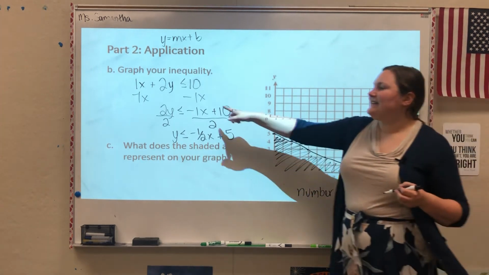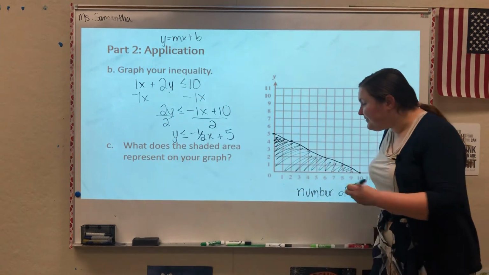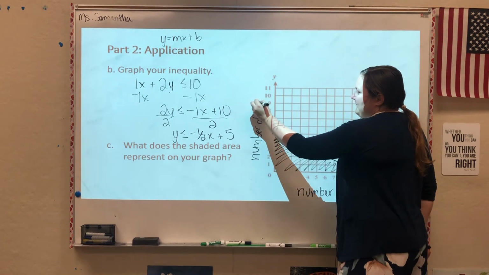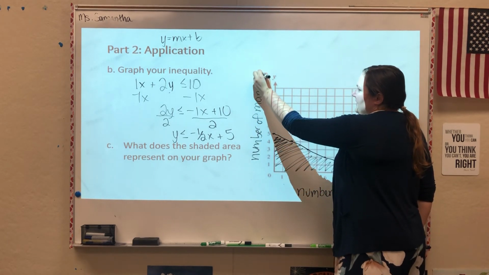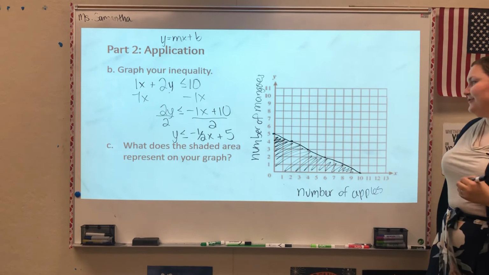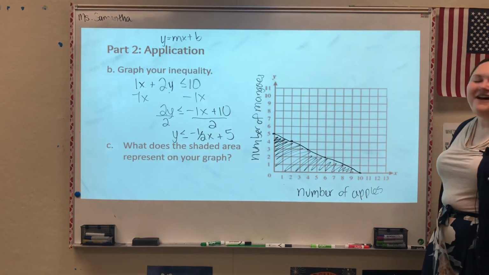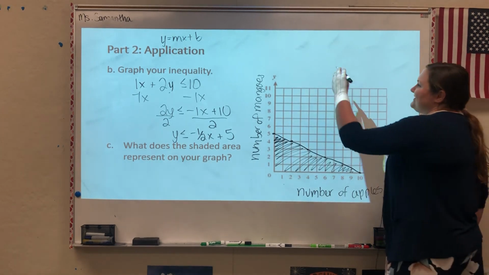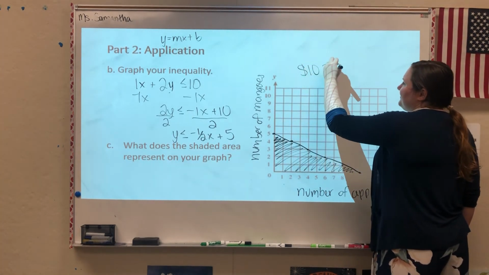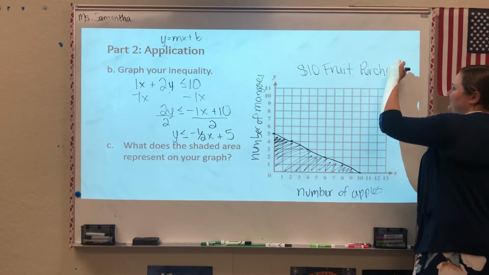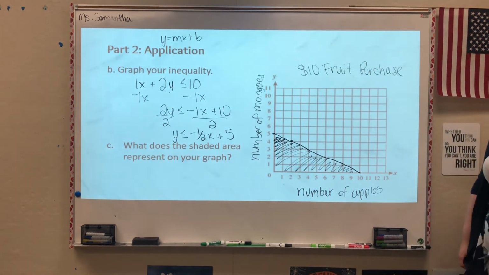And then my y-axis, well, y was the number of mangoes. So I could come over here and say number of mangoes. For a title, I don't know what you want to title it. Fruit purchase. Fruit I can buy with $10, something like that. I'm going to call it $10 fruit purchase. Something like that. This right here would be our graph of our inequality.